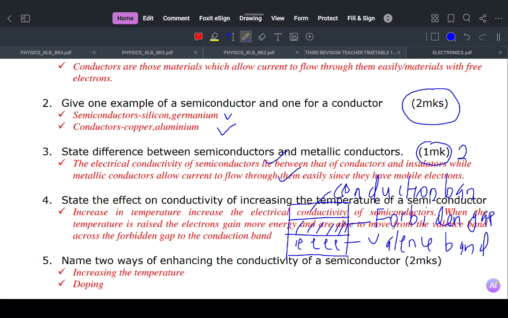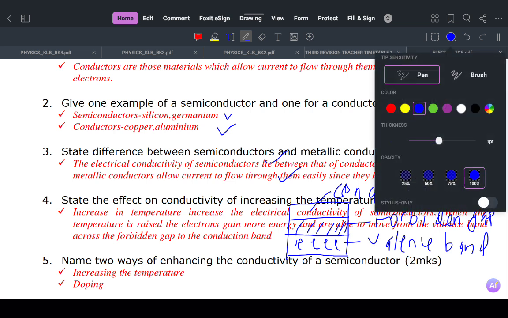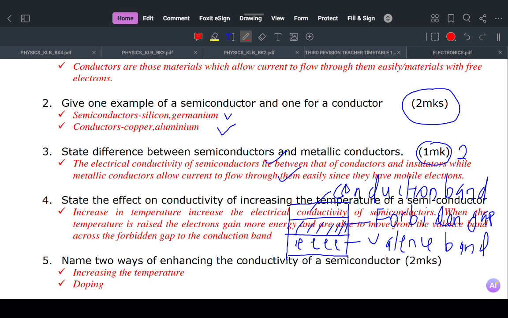Alright, so for any material at all to conduct, electrons must move from the valence band to the forbidden gap and then get their way up to the conduction band. Then these electrons will be free to conduct. In the absence of these electrons in the conduction band, the material will not conduct electricity.